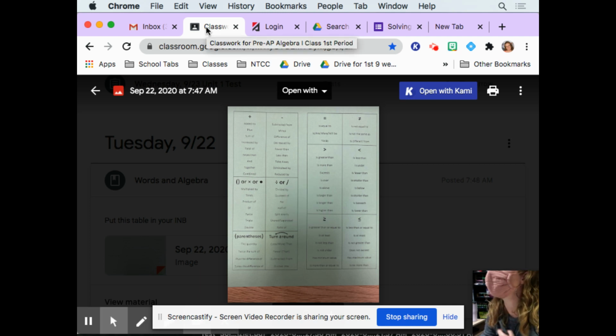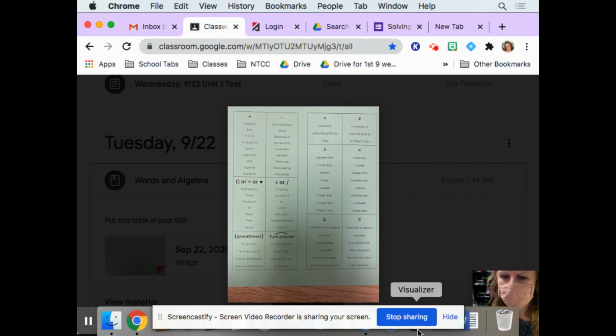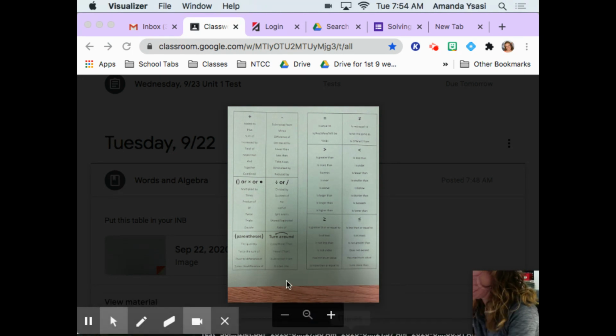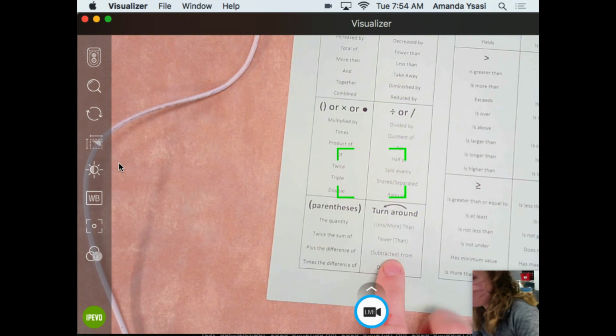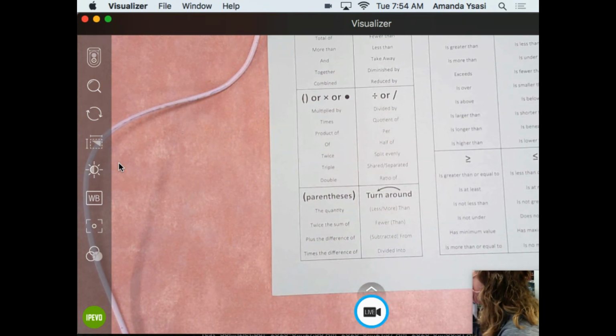Okay, so I just uploaded an image for you. This is words that represent algebra. So we have addition, subtraction, multiply, divide, parentheses. The turnaround words are the ones that I want to talk about. So I'm going to open up mine so you can see it a little better. Okay, the turnaround words are the ones that turn around the numbers that are beside it.